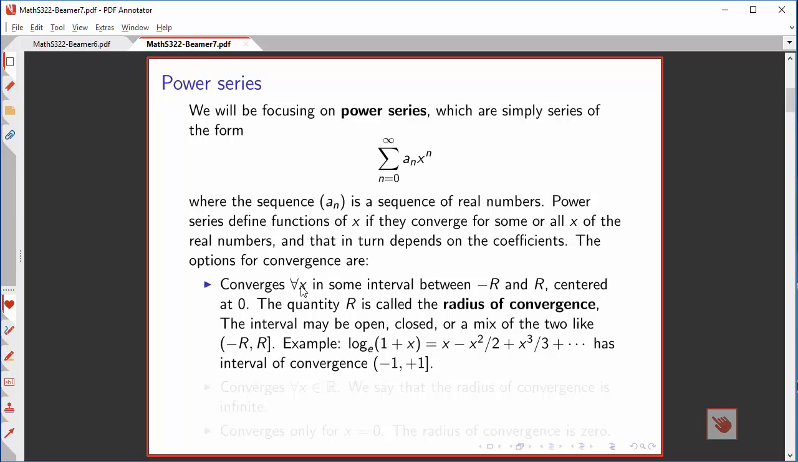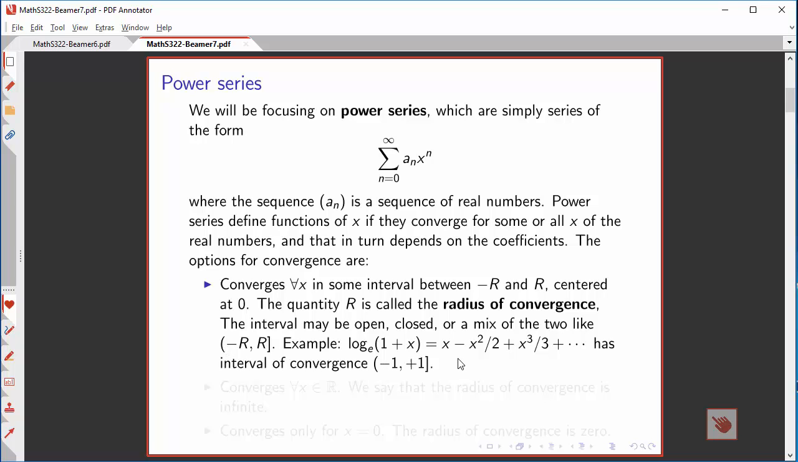The most standard one is that this is a convergent series for x in some interval between minus r and r, where the quantity r is called the radius of convergence. So the convergence is on an interval that's centered at 0. It could be an open interval, it could be a closed interval, or it could be a mixture of open and closed, like the interval that is open at minus r and closed at plus r.